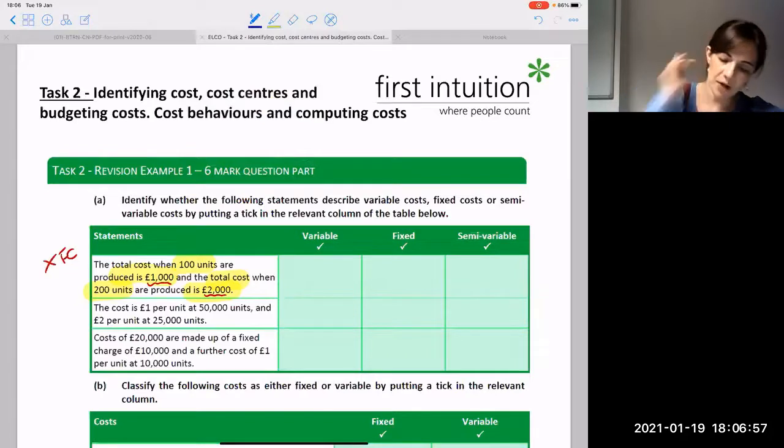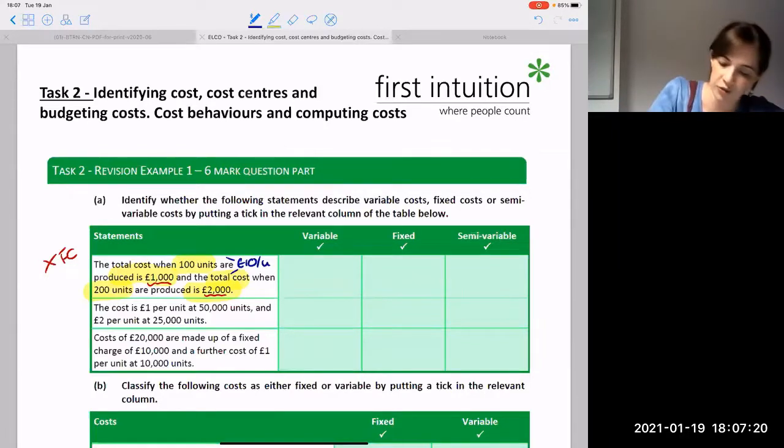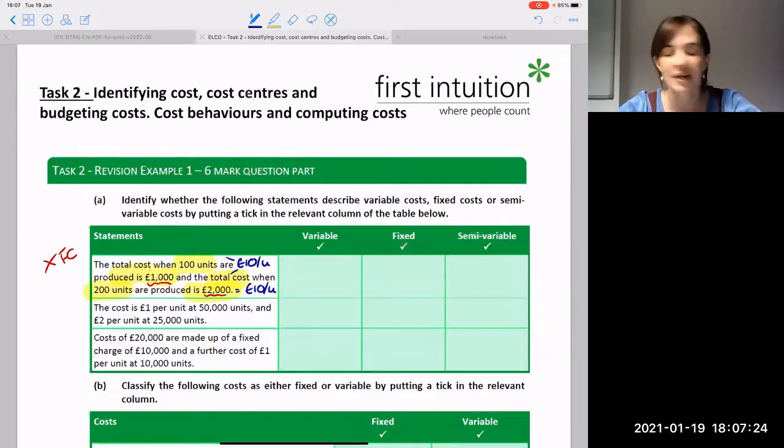So I could work out my cost per unit first of all: £1,000 divided by 100 units, costing me, isn't it, guys, £10 per unit. And then do the same thing on the second example. So when you now have 200 units, the total cost is £2,000. So £2,000 divided by 200 units, it's still £10 per unit. So that is telling us, isn't it, guys, that we've got a variable cost.